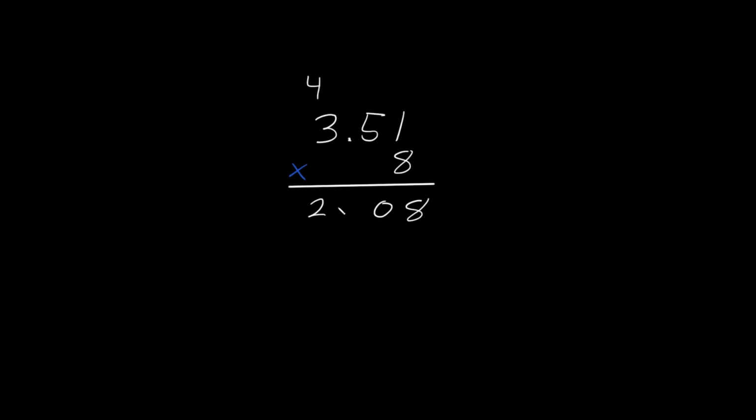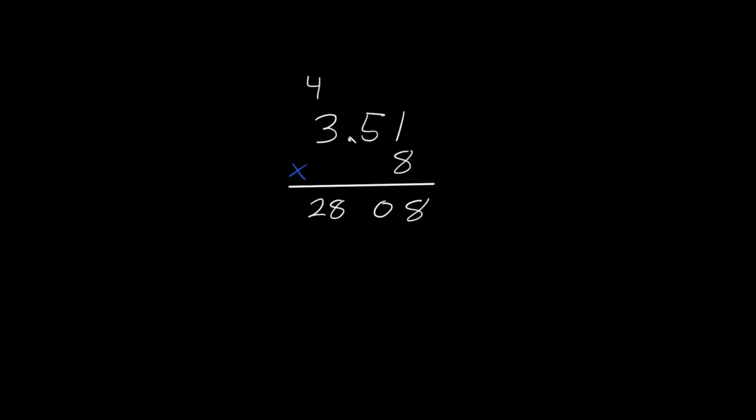Now let's do the problem 3.51, or 51 hundredths, times 8. And let's just start multiplying like we would any other regular number. So 1 times 8 is 8. 5 times 8 is 40, so we put a 0 here and carry the 4. And then 3 times 8 is 24, and then we have another 4 here, so that's 28.